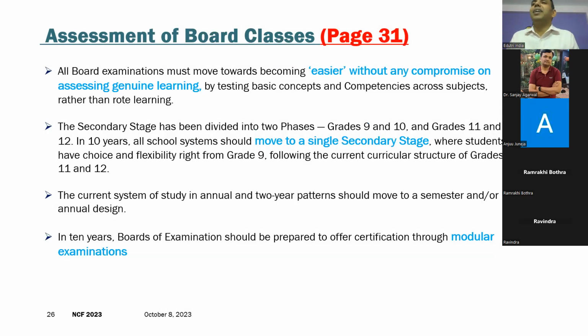Now the board has again written easier. Now they want to move to an easier board. I don't know how easy they want to make it, because even nowadays every child is getting 95. So they have written easier without compromising on the competencies. No doubt they are trying to ensure there should not be cramming and all. Again, single secondary stage, I have told you many times.